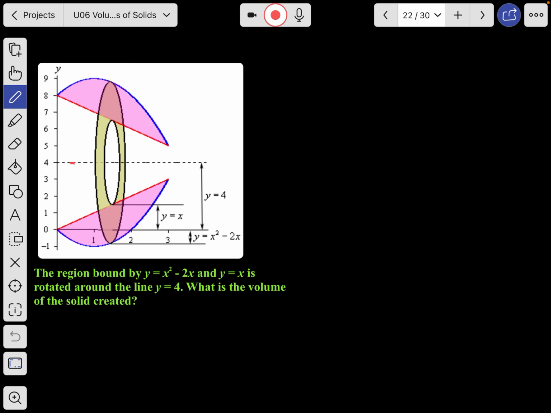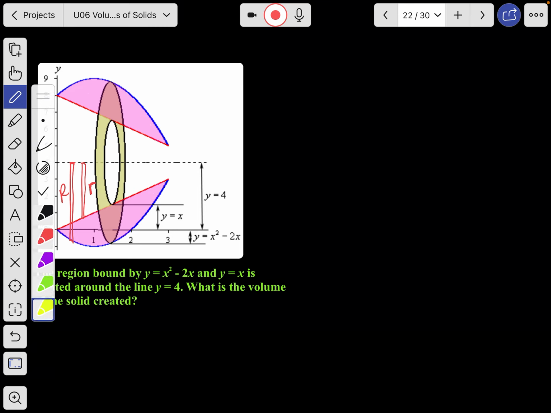Okay, so first let's draw in our radius. So here's the radius of my outer circle and the radius of my inner circle. That's little r. And it looks like our interval is between 0 and 3.